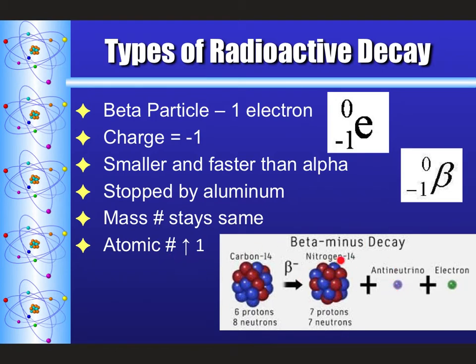So it's all made up of the same stuff. So it's smaller and faster. It's basically electricity is what it is. And so you can stop that with a certain amount of shielding. Even aluminum can stop it.